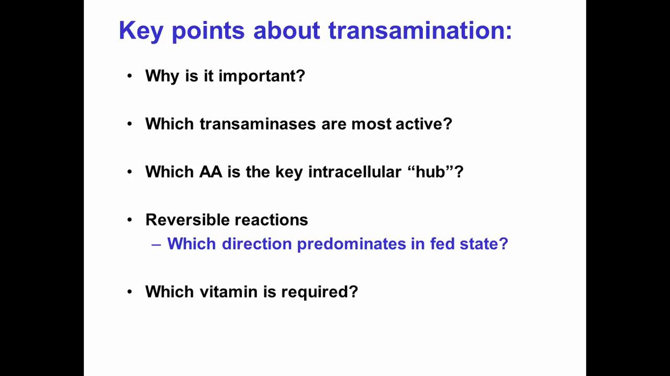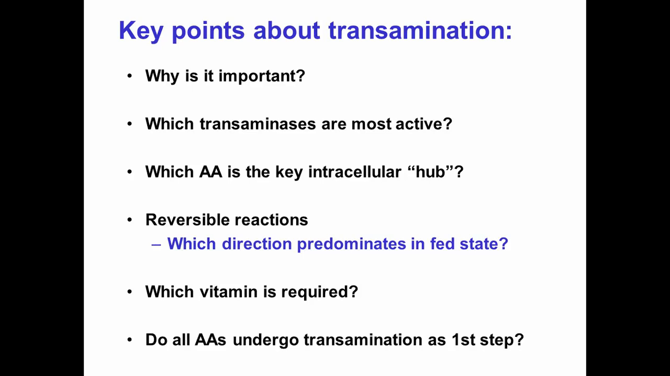Which vitamin is required? Vitamin B6, and what's its active form? PLP, pyridoxal phosphate. Okay, now a new one. Do all amino acids undergo transamination as their first step? This is a slightly different question than my question about, do all essential amino acids get degraded at the liver, right? That was the way we were talking about. No, not the branch chain. But this is a slightly different question. Do all amino acids undergo transamination?